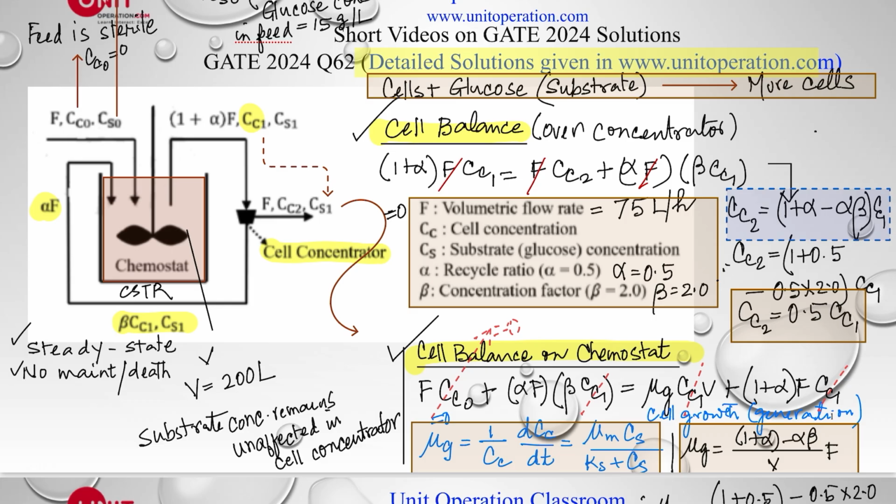So now let's look into the problem in a little more detail. As we said, feed is sterile, so CC0 is equal to 0, and CS0 is of course a concentration, which is the substrate concentration, which is the glucose in this case in the feed.